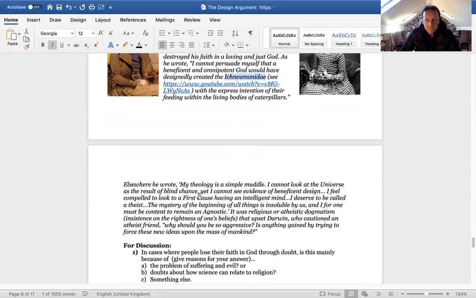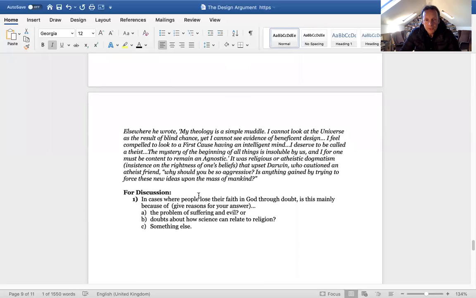"My theology is a simple muddle. I cannot look at the universe as a result of blind chance, yet I cannot see evidence of a beneficent design. I feel compelled to look for a first cause" — we've been talking about the cosmological argument — "having an intelligent mind, I deserve to be called a theist. The mystery of the beginning of all things is insoluble by us, and I, for one, must be content to remain an agnostic."